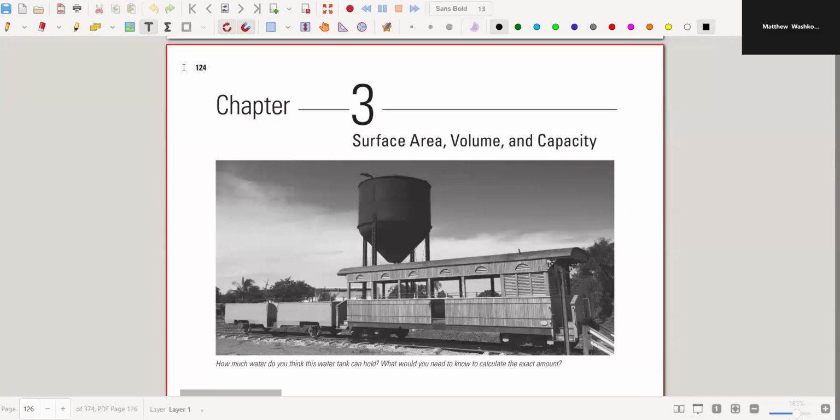Hello, everybody. So we are now doing chapter 3. This is in your workbook. This is exactly what you see on your workbook. If you open up to page 124, you will find this.